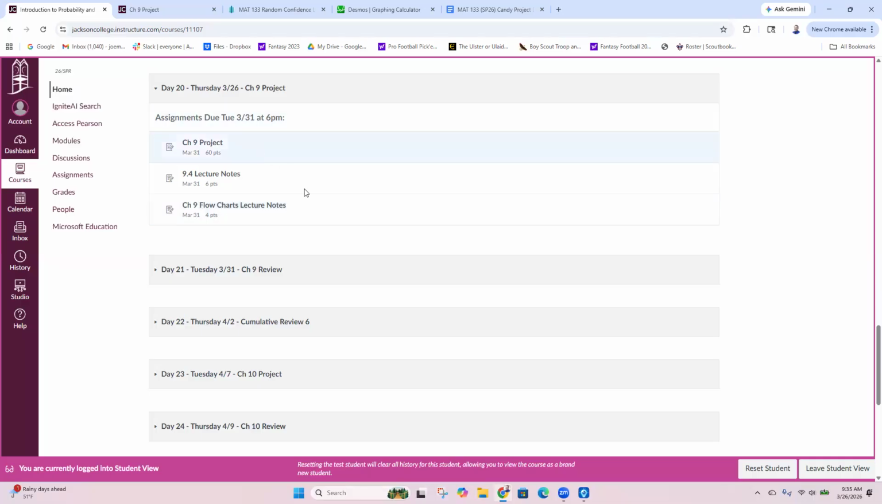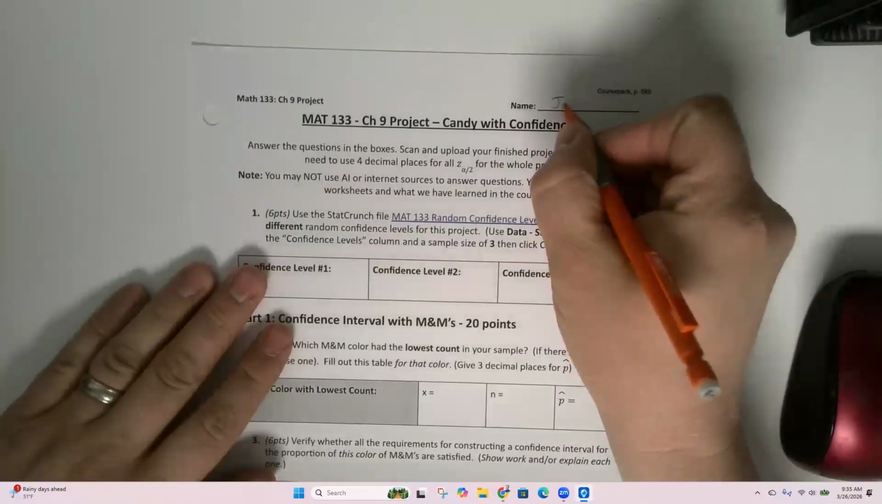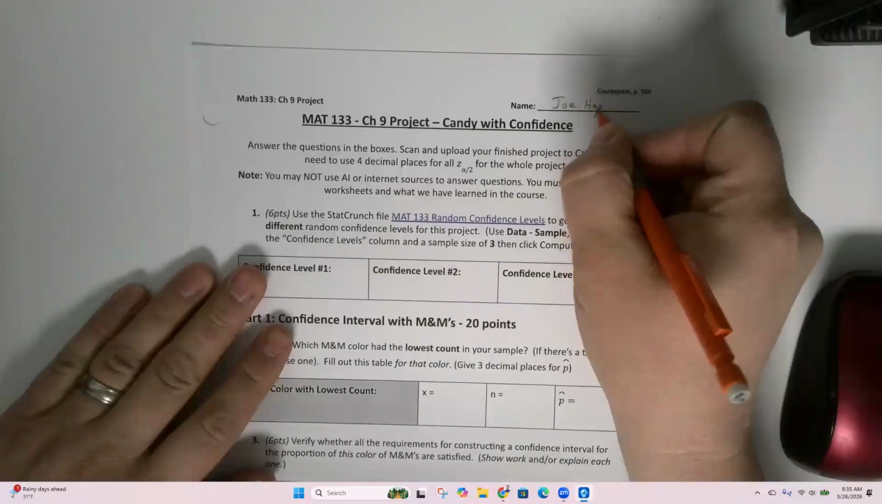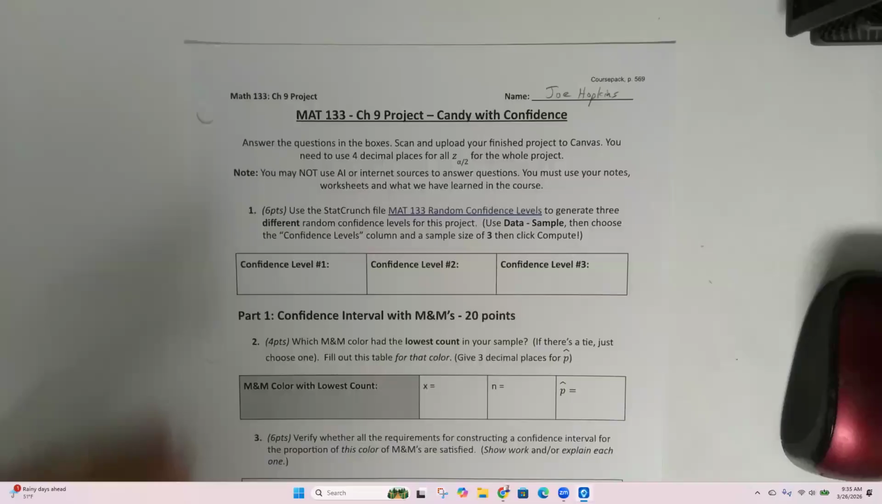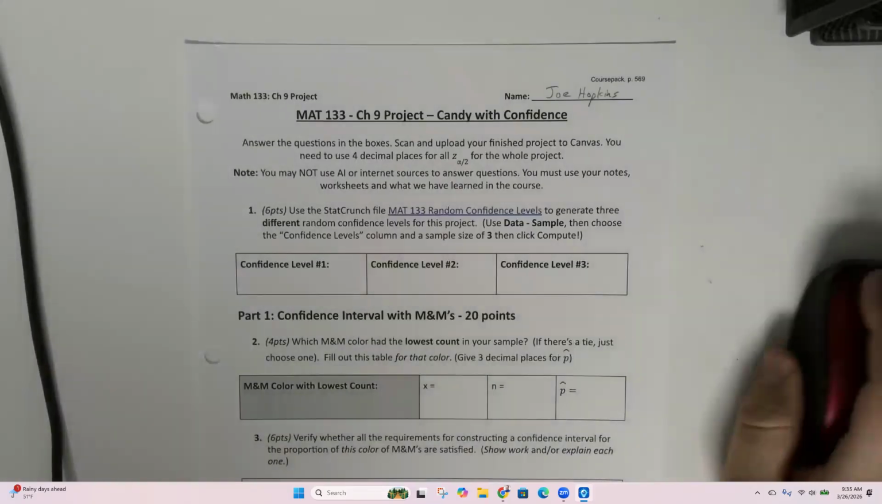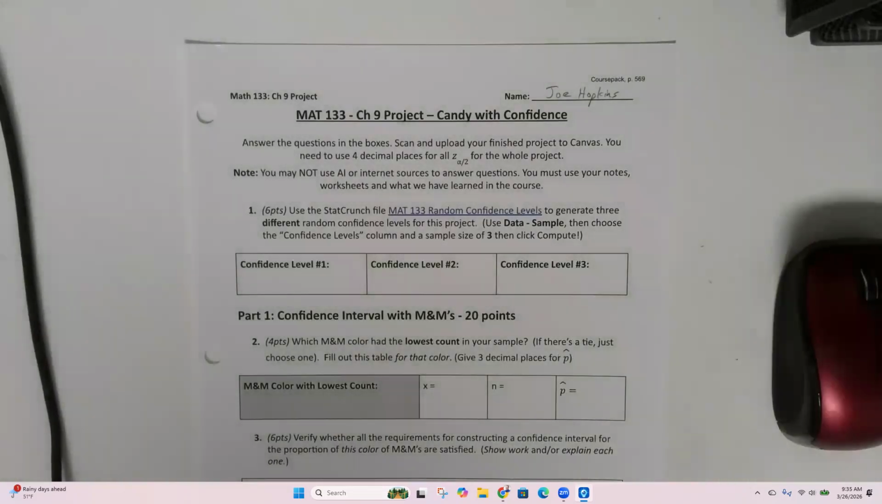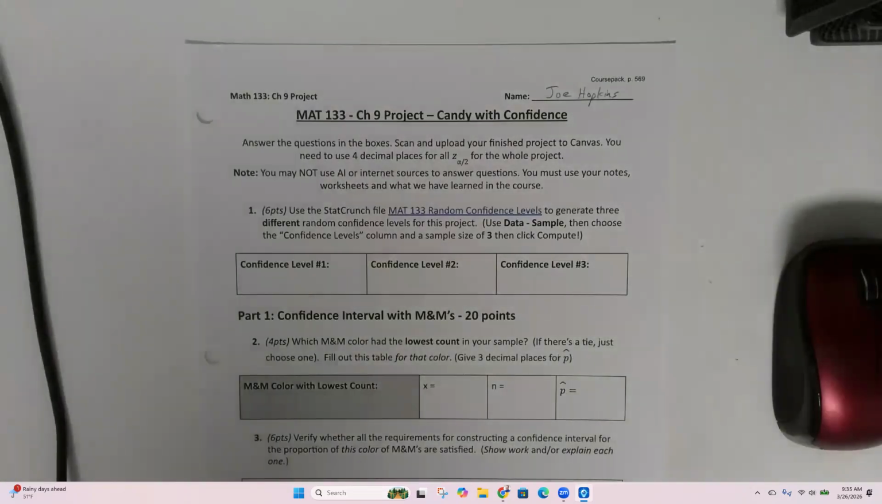All right, page 569. Candy with Confidence. We're going to be making confidence intervals for the data that we collected around our candy. Answer the questions in the box and then scan and upload. You need 4 decimal places.